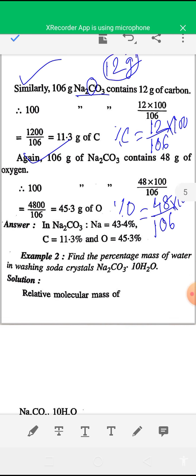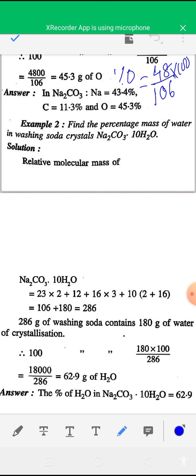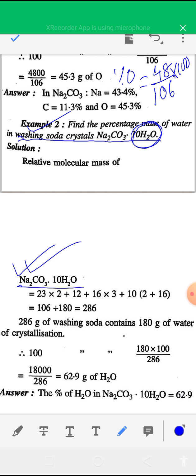One more example is given. Washing soda crystal: washing soda means Na2CO3.10H2O. In the question, find the percentage mass of water in washing soda. So you have to find out the percentage mass of water in Na2CO3.10H2O. First you have to calculate the total molecular mass of washing soda. In Na2CO3 there are 2 sodium, 1 carbon, 3 oxygen, and 10 water molecules.